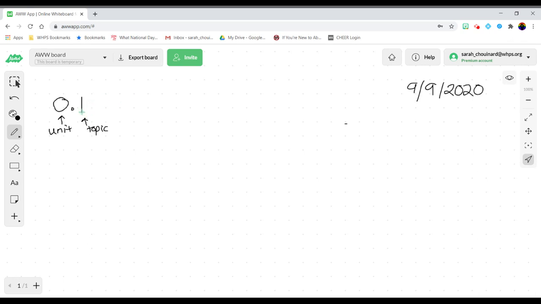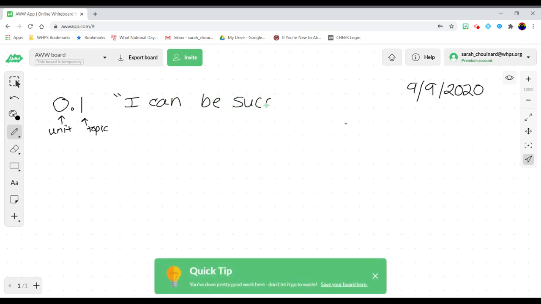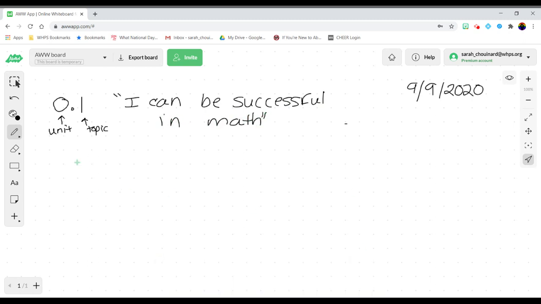Sometimes there will even be letters if an individual topic has multiple parts. And then you're going to want to write down the I can statement. So right now, we just want to be successful in math. So you'll write down the I can statement, and then we'll just move into the notes.